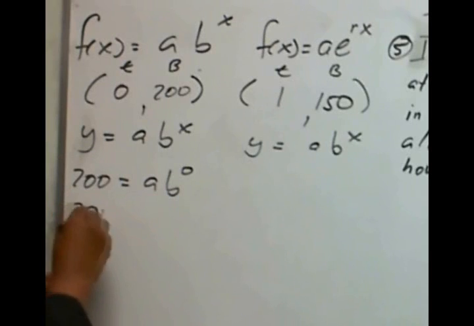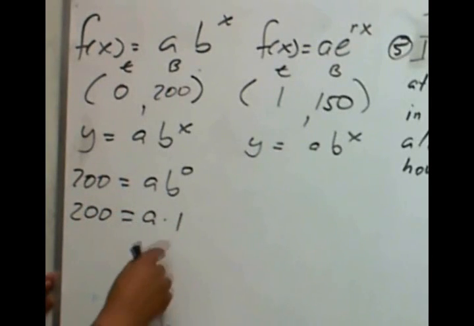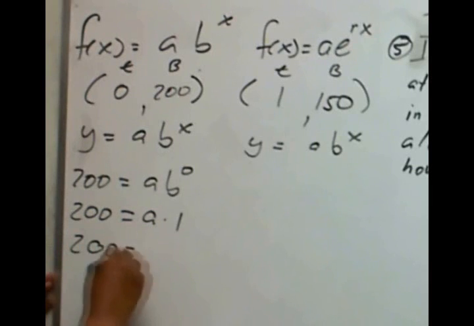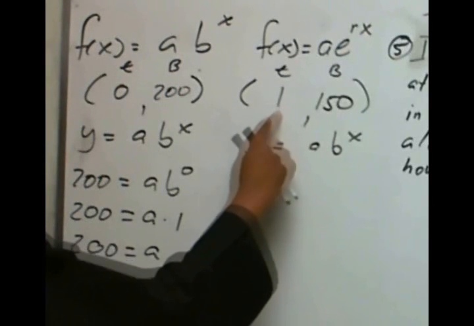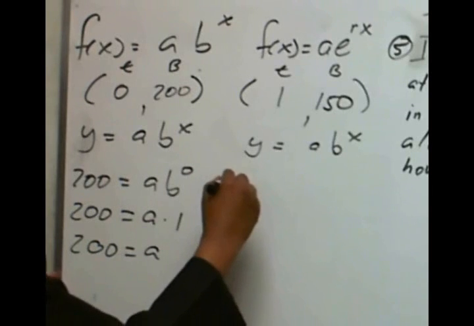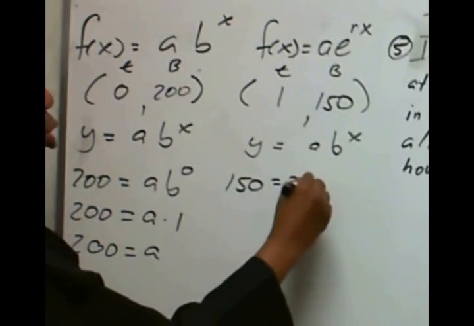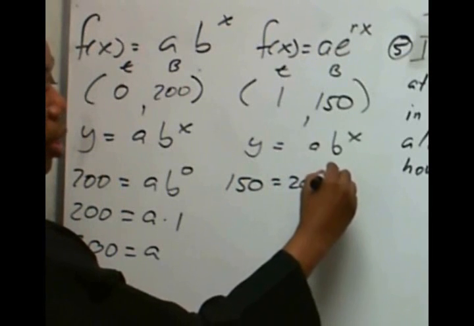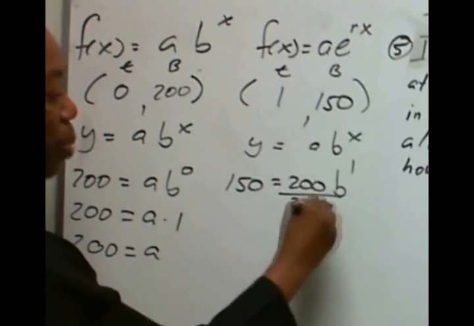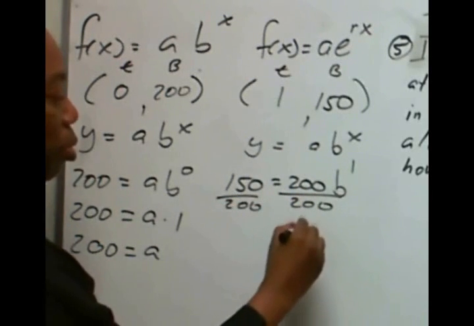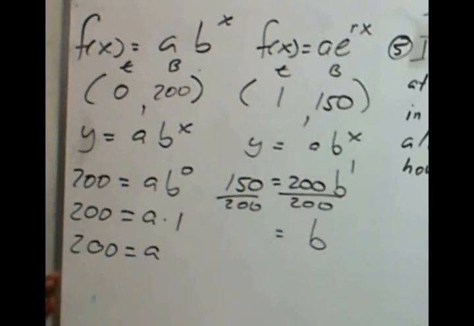B to the 0 is 1. 1 times a is a. So a is 200. Let's go to this side. I'm going to use this for my y, the 1 for my x, and the 200 for a. So this will be 150 equals 200 times b to the 1 power. Okay, let's divide both sides by 200, and I'll get 15 over 20, which is about 3/4.